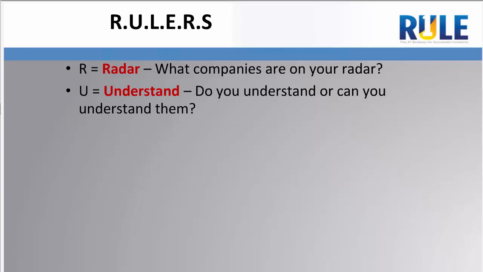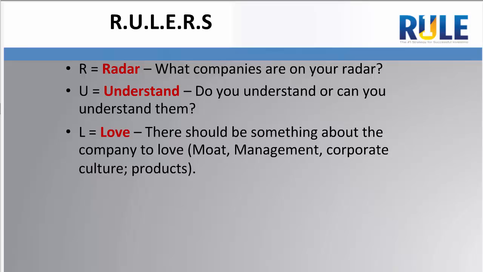Just a quick little acronym trick here to remember what we've got to do. R for Rule One is radar. Where did you find this company, and how did it get on your radar? Do you understand it? Do you love something about it? Maybe it's the management, maybe it's the product, maybe it's the corporate culture, the moat. There's something you need to really be lit up about. Why is this business on sale? What's the event that drove it on sale?